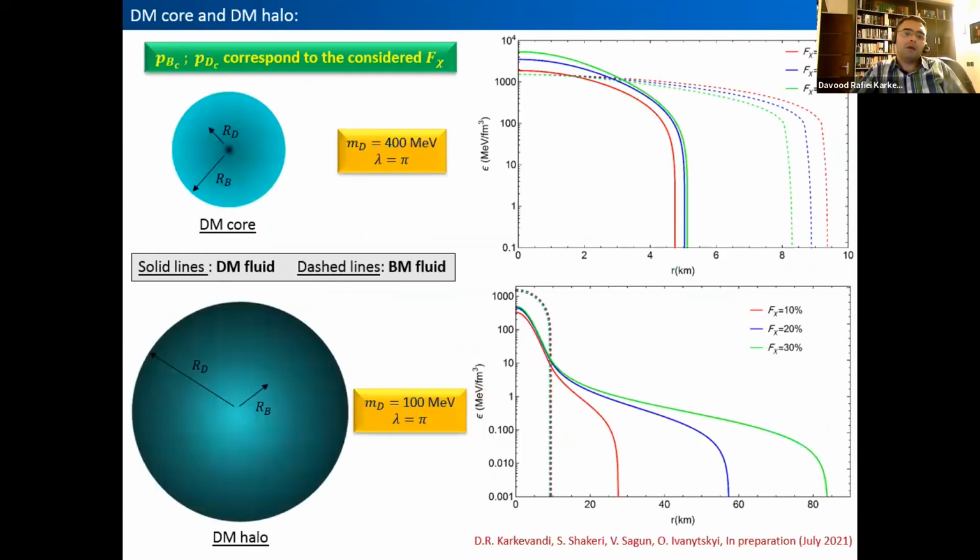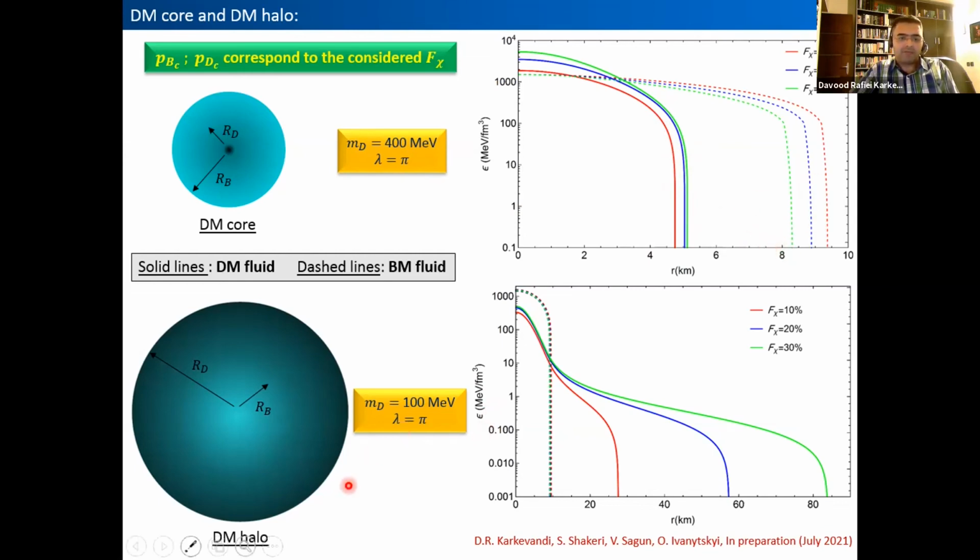So here I can show you just an example of a dark matter admixed neutron star structure by considering PBC and PDC, which correspond to the fractions here, 10%, 20%, and 30%. For the DM core cases, which are related to heavier bosons, for example 400 mega electron volt and lambda, which is the coupling, equal to pi, we have a DM core structure. Here, the dark matter part is shown by solid lines, and the baryonic matter part with dashed lines.